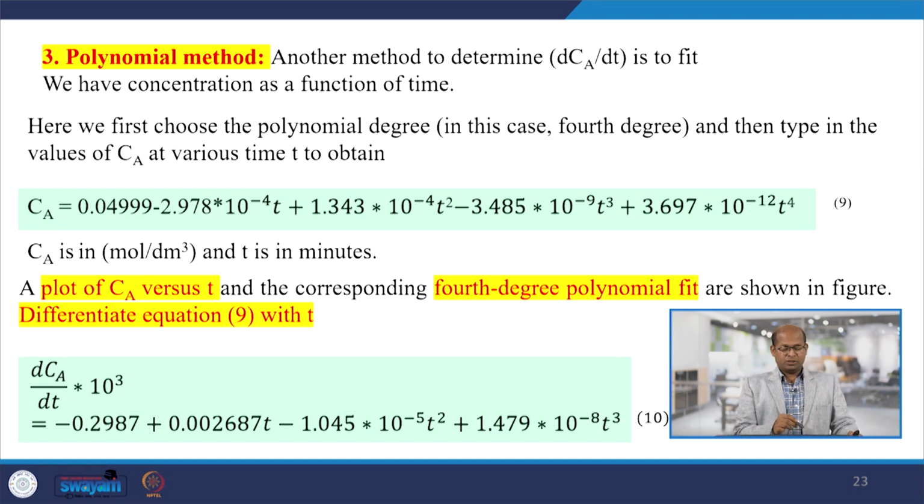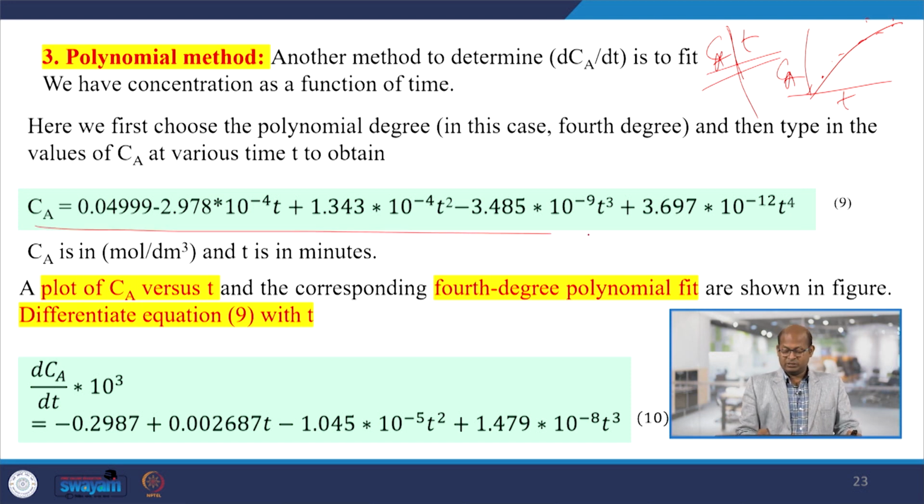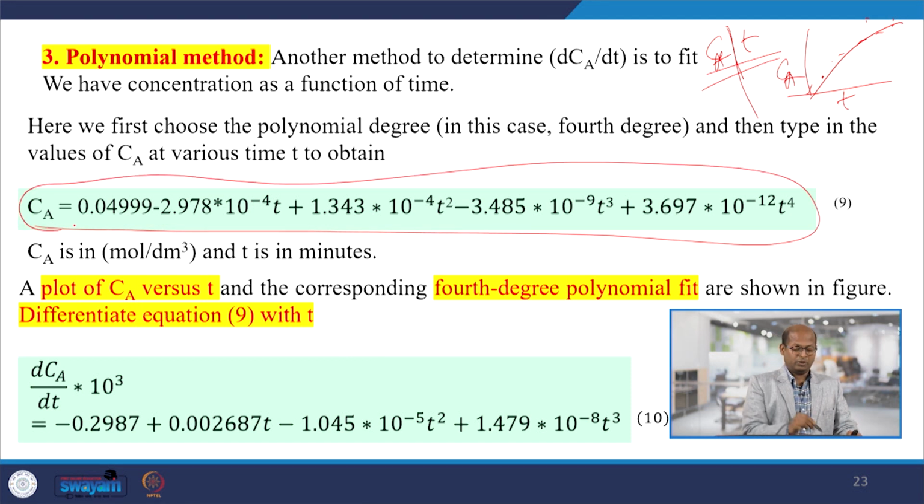Now polynomial fits also similarly. The concentration against time was given, so we can plot C against T, and the data points would be like this. If we draw a smooth line, the line would give an nth order, 4th order polynomial fit. It was fitted with a 4th degree polynomial. Okay.